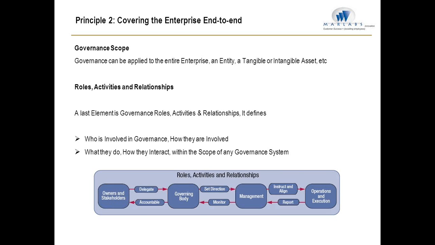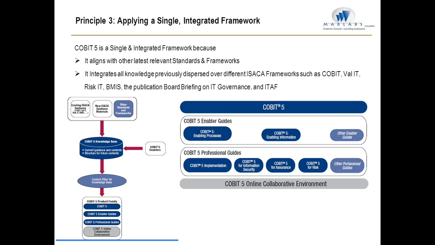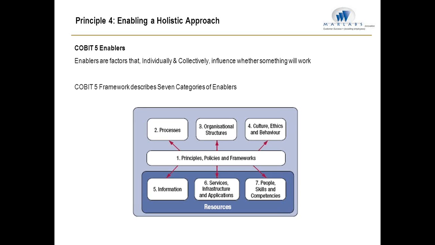Principle 3 is applying a single integrated framework. If you jog your memory, sometime back we said that COBIT 5 has evolved from its predecessors. COBIT 5 integrates knowledge previously dispersed over other frameworks like COBIT's predecessors, Val IT, Risk IT, and other aspects. So together it's a collection of the best practices put together to achieve those business objectives, the enterprise value creation. Enabling a holistic approach is principle 4, and of course principle 5 is mostly in terms of how we implement these governance frameworks, the COBIT 5 governance frameworks.